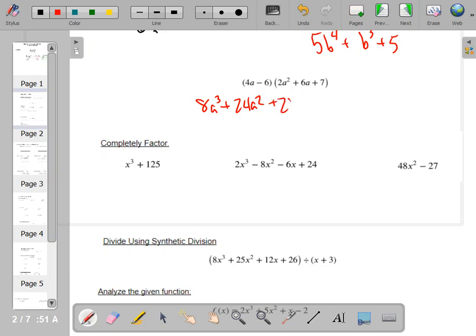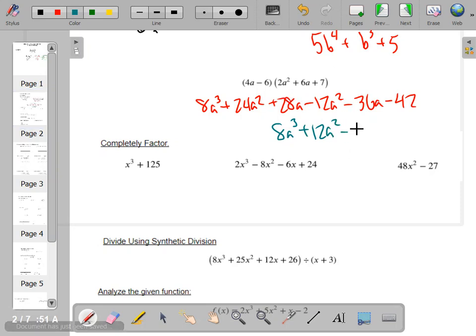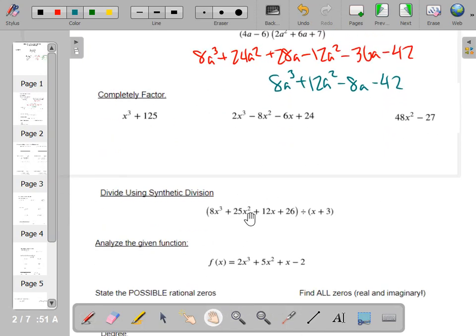4 times 7 is 28a. Minus 6 times 2 is 12a squared. -6 and +6 make -36, and -6 and 7 make -42. Combine my terms. I have 8a cubed. I have 24 minus 12, which makes 12a squared. I have 28 minus 36, that's -8a, and then I still have -42. So that's your answer.